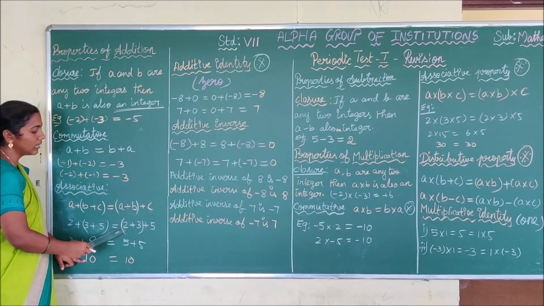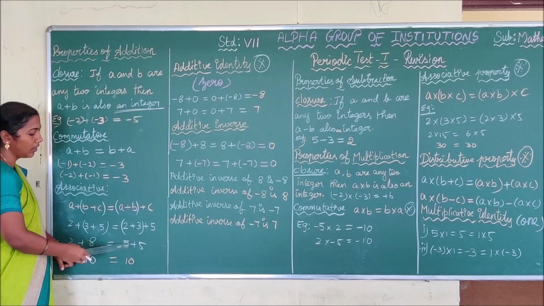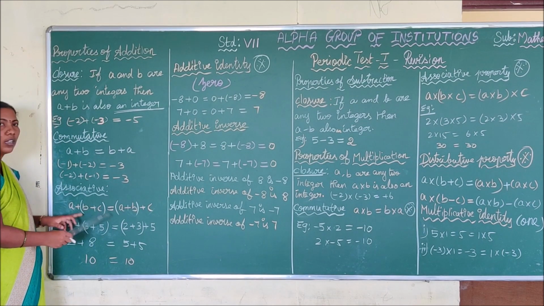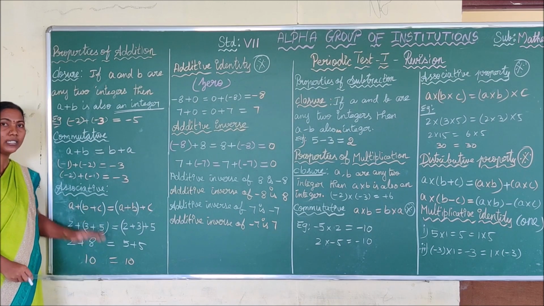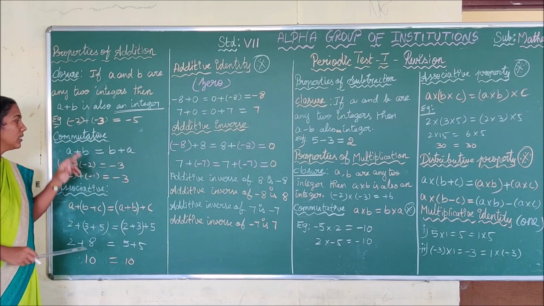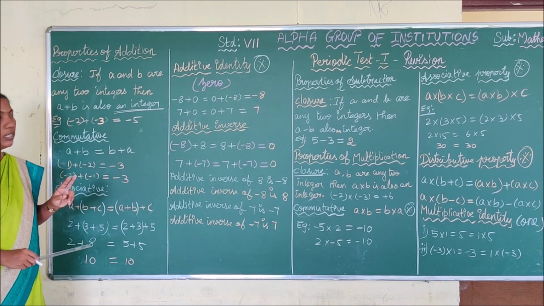Here I am first adding the first two integers, 2 plus 3, our answer is 5. Then 5 plus 5, you get again 10. Though we change the order of addition, we get the same result. This type of property is called associative. Associative means 3 elements, commutative means 2 elements. Keep this in your mind.